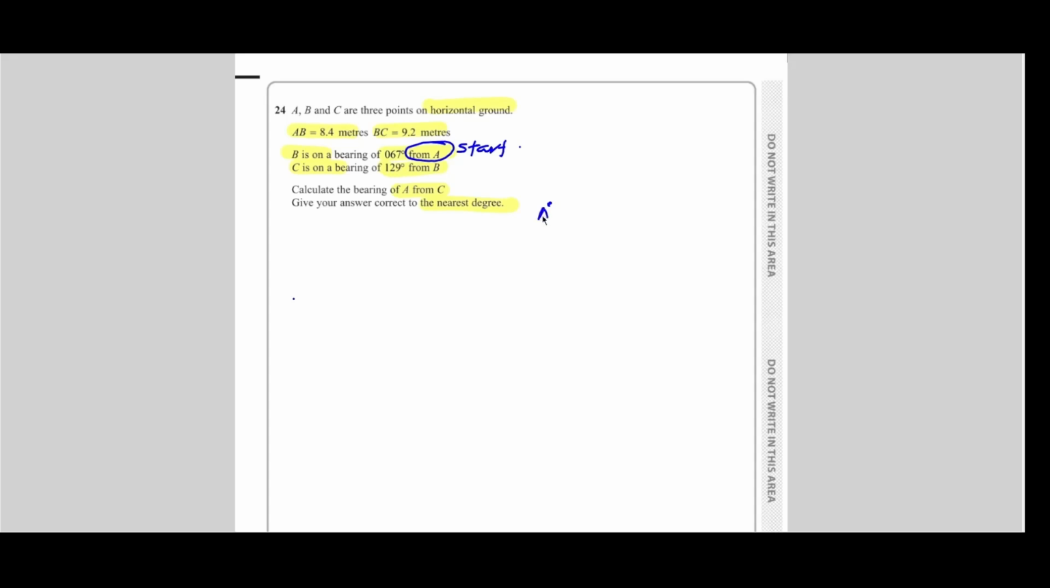Then label A. After that, draw the north line. On A, draw the north line and rotate clockwise. So important, clockwise from the north line. Being on the north line, rotate clockwise 67 degrees, roughly 67 degrees, not measuring. Draw the line, and along this line somewhere you are getting B. Let's label B somewhere here.